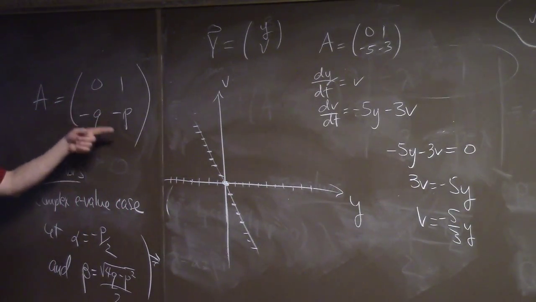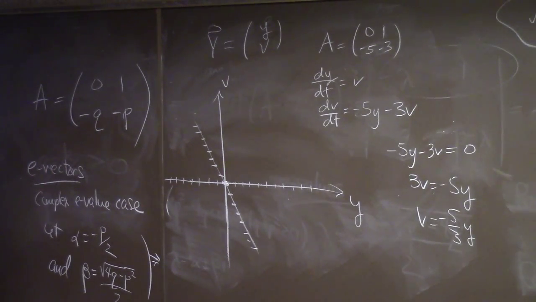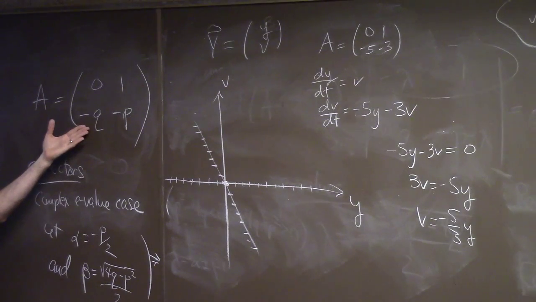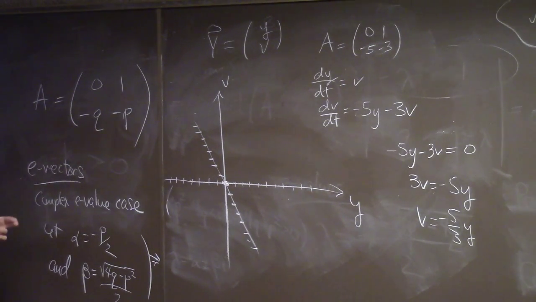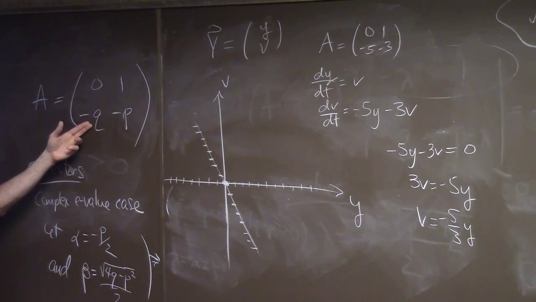The matrix has a non-zero determinant. The determinant is 0 minus -q. The determinant is q, which is positive, because otherwise we wouldn't have a spring.